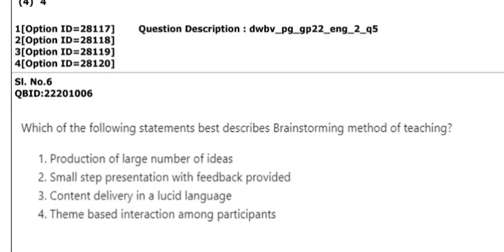I have skipped questions related to data interpretation and mathematical sums. Now let's try to do some general questions related to other topics of the syllabus.